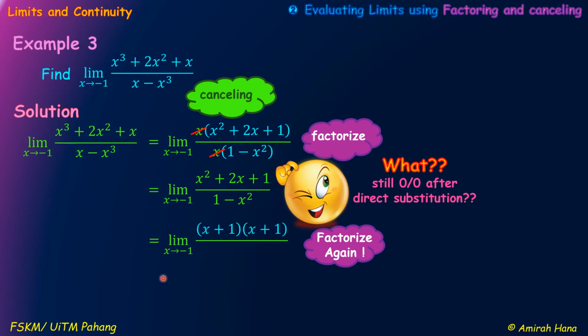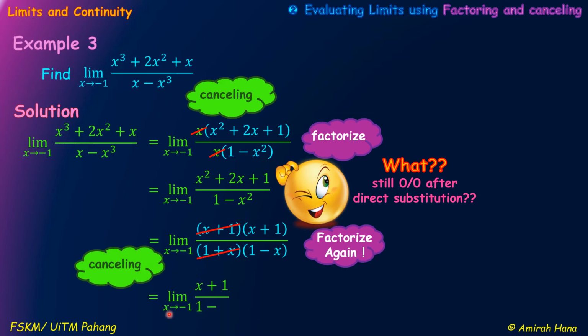After we factorize the quadratic in the numerator and the quadratic in the denominator, we get this. We have the limit as x approaches -1 of (x plus 1) times (x plus 1) over (1 plus x) times (1 minus x). From here, x plus 1 is actually equal to 1 plus x, so we can cancel. After that, we can write the limit as x approaches -1 of (x plus 1) over (1 minus x).